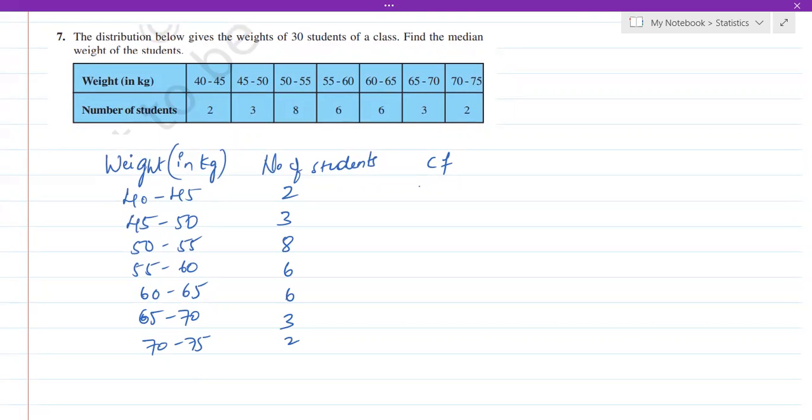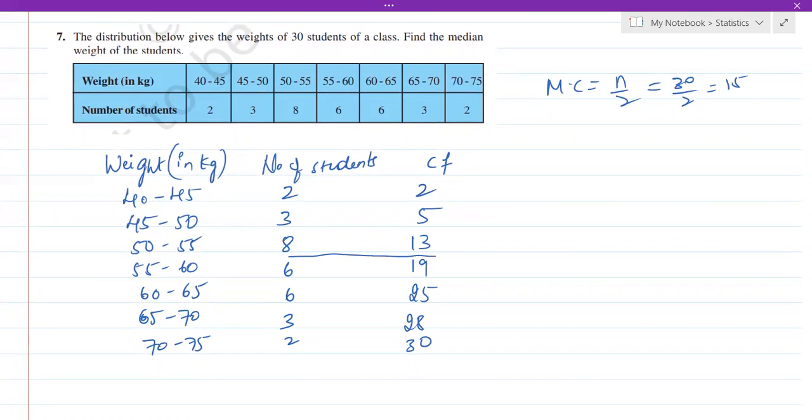Let's find the CF. First value as it is. Then 2 plus 3, 5. 8 plus 5, 13. 13 plus 6, 19. 19 plus 6, 25. 25 plus 3, 28. 28 plus 2 is 30. So let's find the median class. That is n by 2. N is 30. 30 by 2 is 15. Where does this 15 come? It comes here, right?